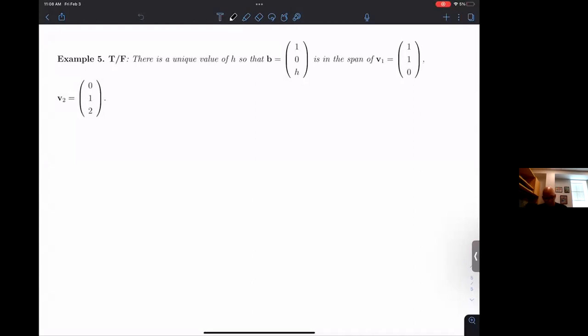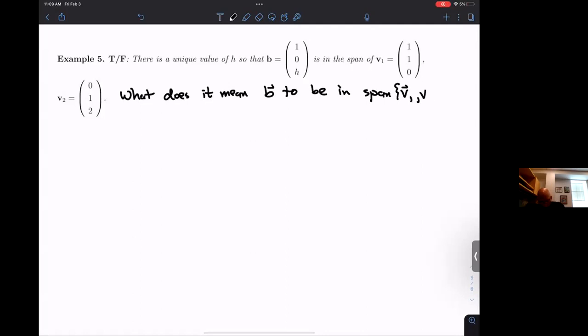Okay, so a big part of this question and a big part of all of linear algebra is being able to translate a question like this into something that we can work with, right? I mean, by looking at this, it might not be immediately obvious how to start approaching this. So the first thing I would ask myself is, what does it mean for b to be in the span of v1, v2?